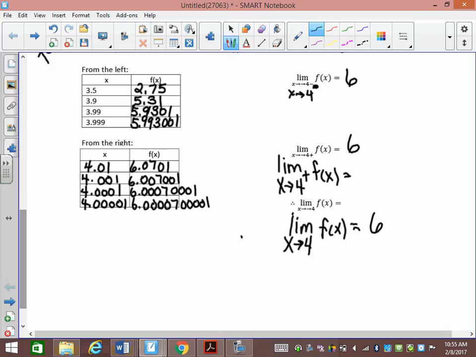Absolutely. So if the positive and negative signs are on the right-hand side of it, then it's right and left. So if from the right and from the left it approaches the same thing, then the limit as x approaches 4 will be that value.